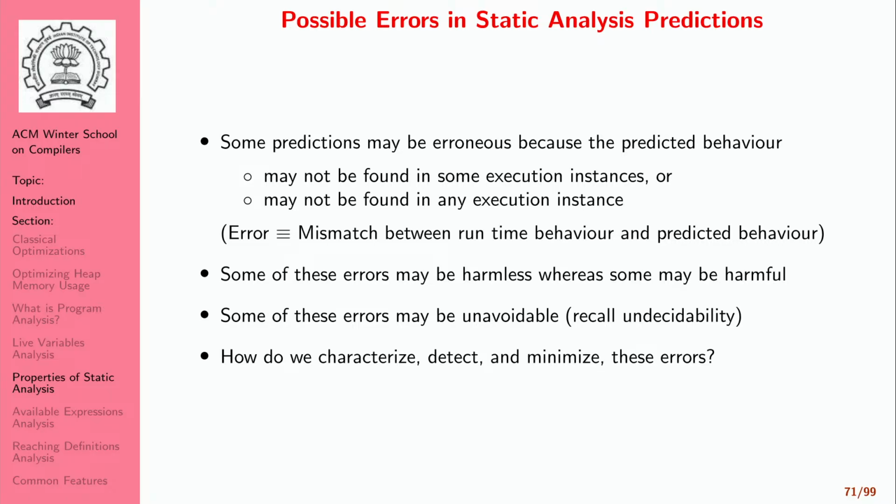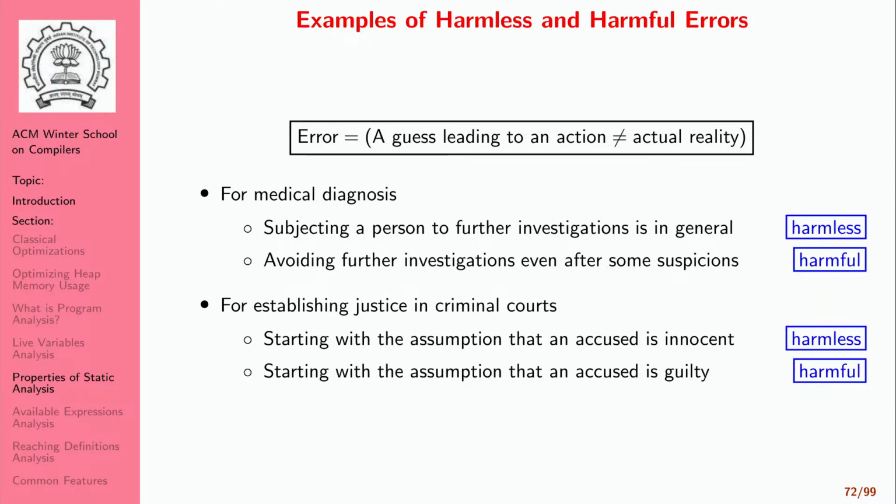Now it turns out that some of these errors may be harmless, whereas some of these errors may be harmful, and that's the distinction that we wish to make. Some errors may be unavoidable because of undecidability. So how do we characterize, detect and minimize these errors? We have to look at this notion of there is an error but this error is harmless. There is an error but this error is harmful. And there is an error and I cannot avoid this error, or there is an error and possibly I can avoid these errors. These are the kind of things that we want to look at. So again, when we say an error, it is a guess leading to an action which is different from the actual reality.